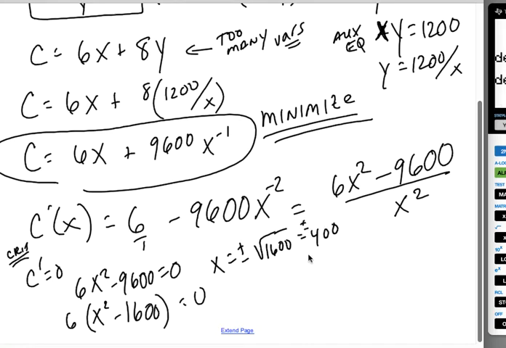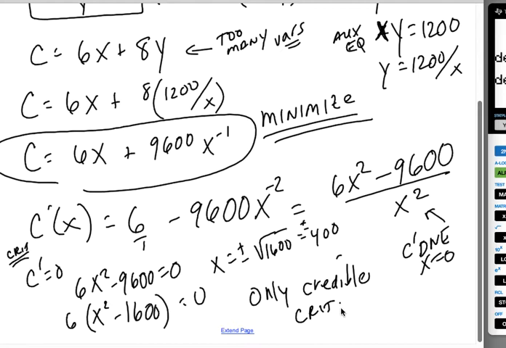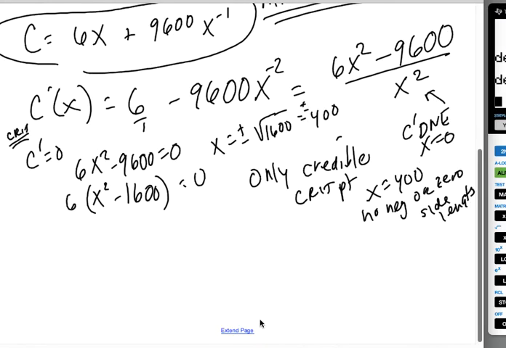Now, the trick is that minus doesn't make sense. The other critical number I get is when c prime does not exist, which would be x is 0, but the only credible critical point is x equals 400. The reason is that it doesn't make sense to have a negative or 0 side length. That makes 0 sense. You can't have that in this context. It wouldn't logically make sense. So the only critical point that makes any sense is 400.